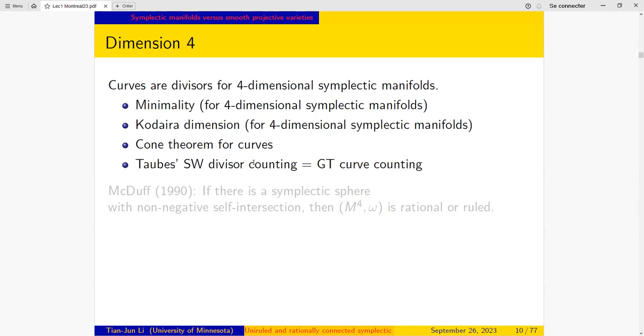And then we have the equality between curve counting and divisor counting. So view the Seiberg-Witten theory, the Seiberg-Witten theorem, as divisor counting. It's counting sections. The large limit is reduced to counting sections of a line bundle.